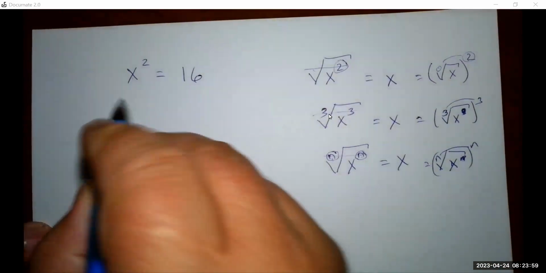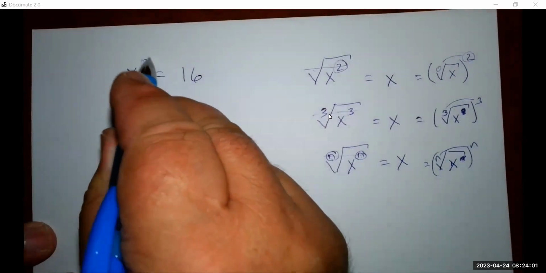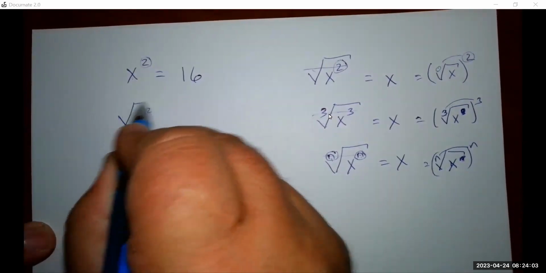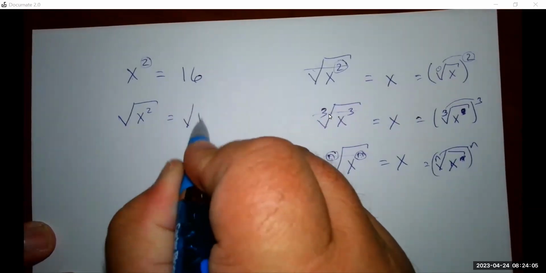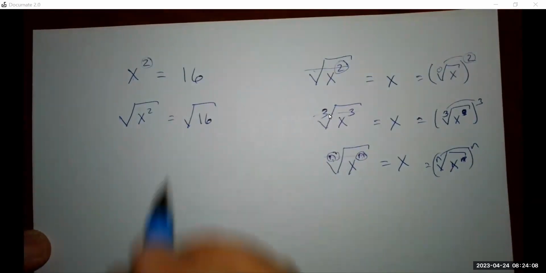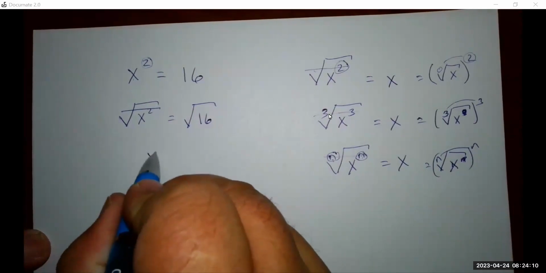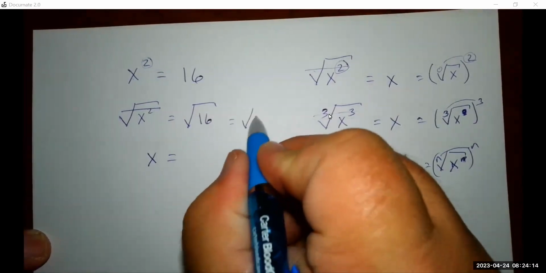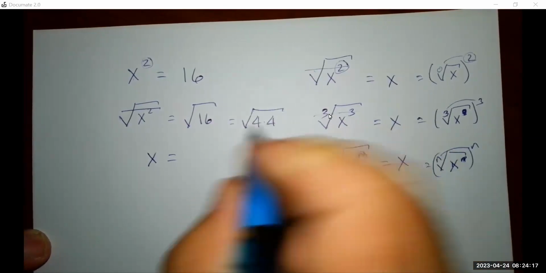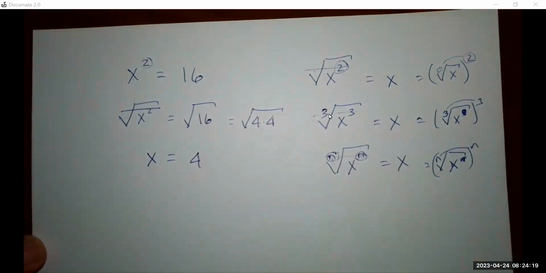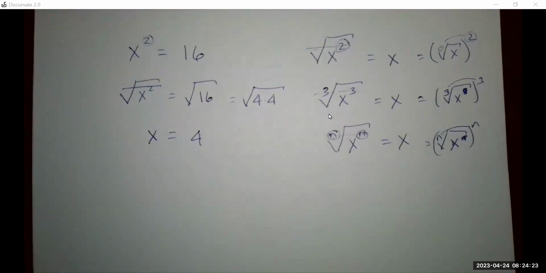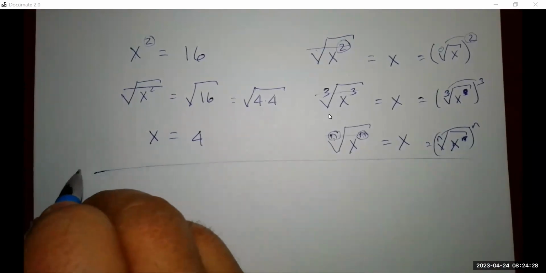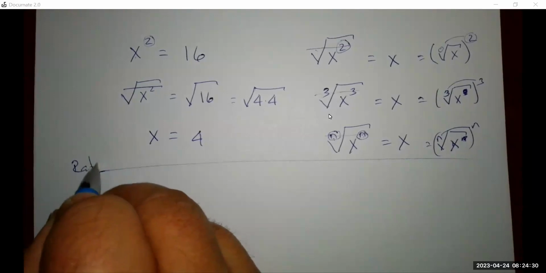So in other words, how do we solve for this? Since that's an exponent, we take the square root. Whatever you do to one side, you have to do the other. So square root of x squared is x. Square root of 16. We know that 16 is made up of 4 times 4. So it's 4. Those are all rational numbers.